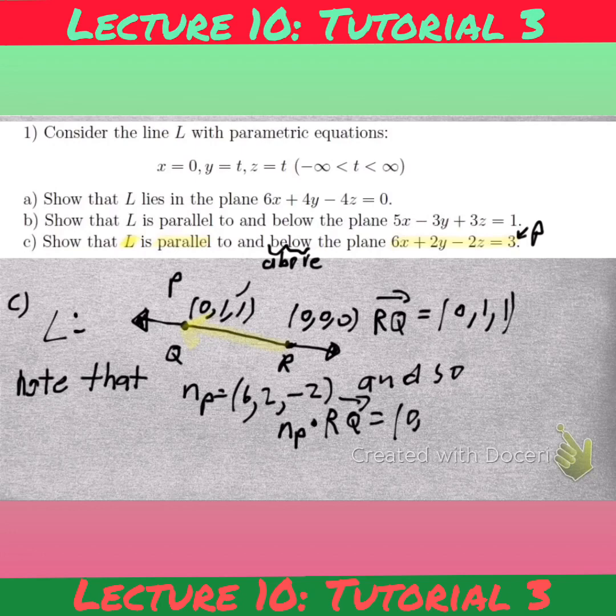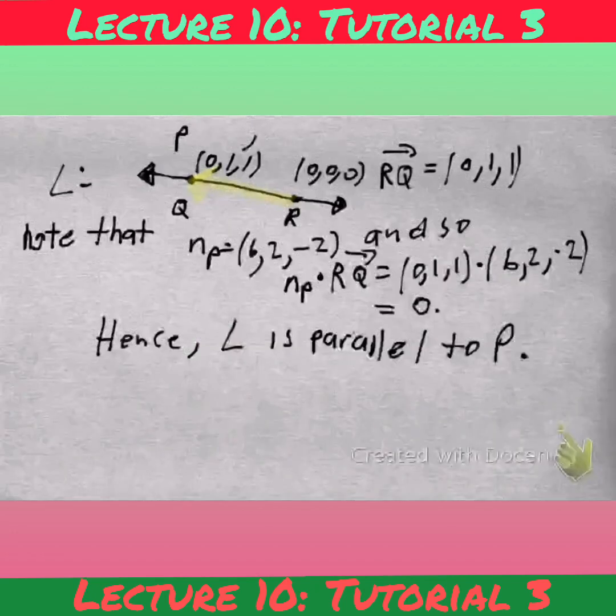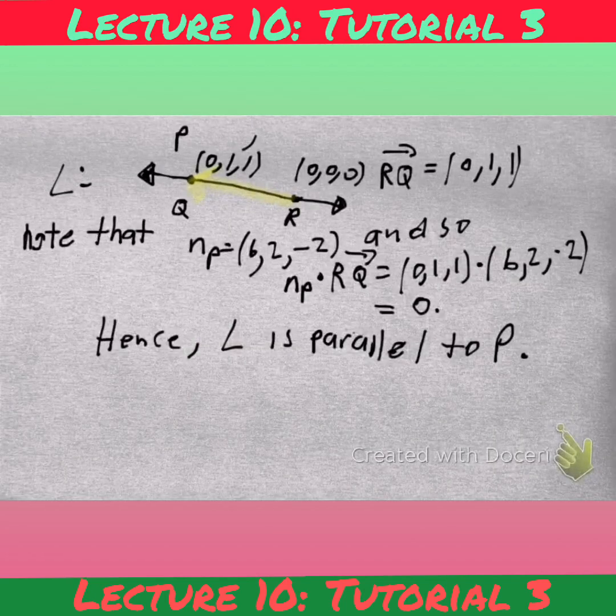You get the vector (0, 1, 1). You take the dot product with the vector (6, 2, -2), and that is equal to 0. All right, and you can quickly make the conclusion then that L is parallel to P. Remember, we want the normal vector to also be orthogonal to the vector on that straight line. So therefore, the straight line is parallel to the plane.